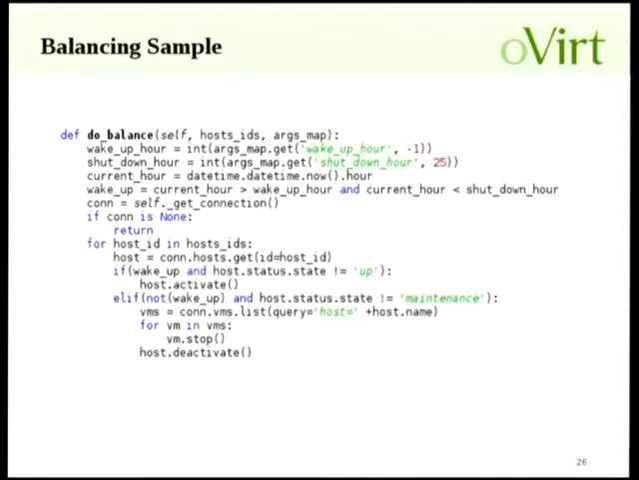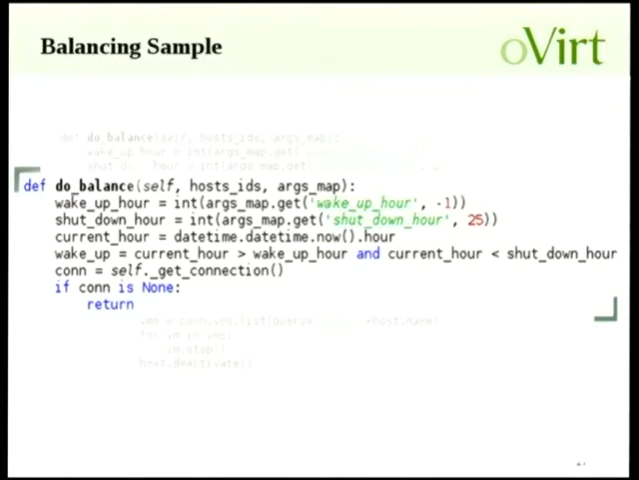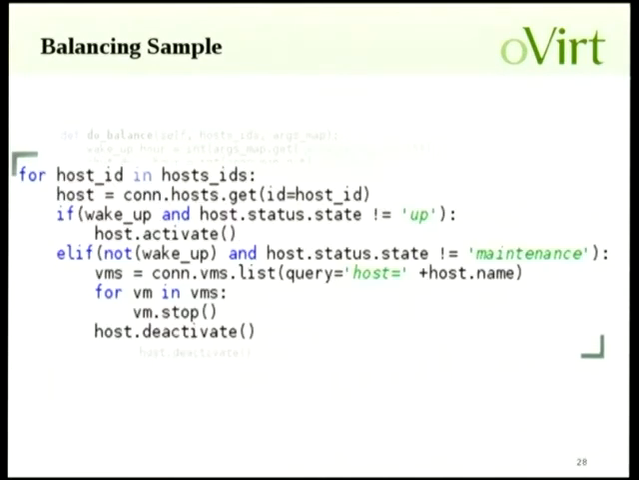The same balancing sample that I want to show, as I showed earlier, is we get the same numbers that we want to shut down all the VMs, but in this example, we will actually do that and not exclude hosts that prevent users from running VMs like in the filter example. Here we will show how in the wake up hour, we will get all the hosts, and if it's wake up hour, we will activate all the hosts. If we need to sleep, then we will connect using our SDK and get all the VMs from that host. We will stop all the VMs and we'll deactivate the host.